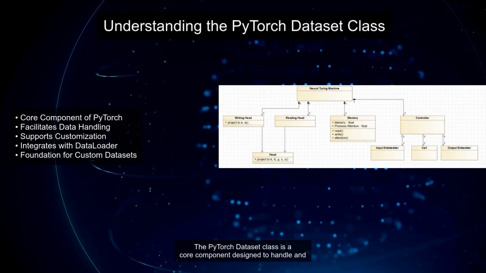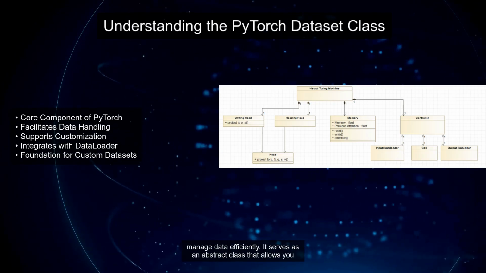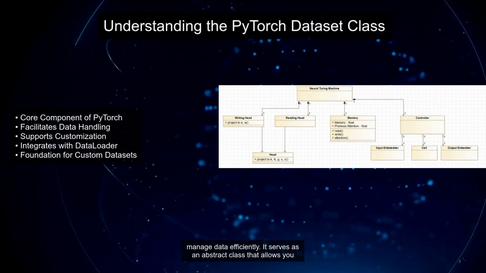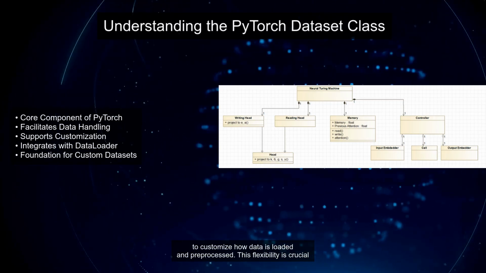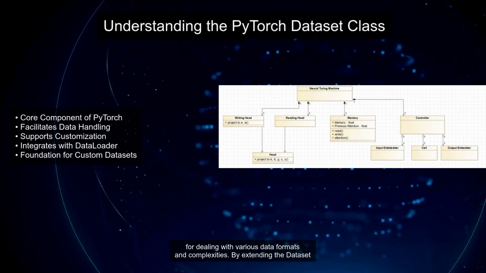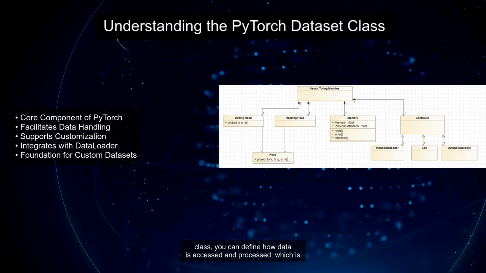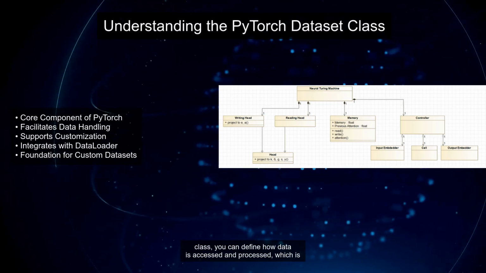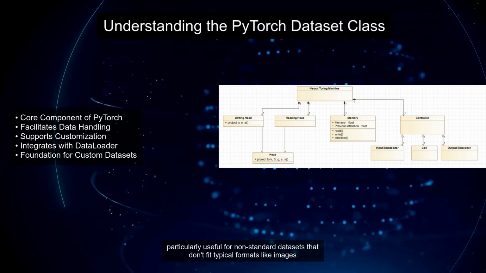Let's dive in. The PyTorch Dataset class is a core component designed to handle and manage data efficiently. It serves as an abstract class that allows you to customize how data is loaded and preprocessed. This flexibility is crucial for dealing with various data formats and complexities. By extending the dataset class, you can define how data is accessed and processed, which is particularly useful for non-standard datasets that don't fit typical formats like images or text.